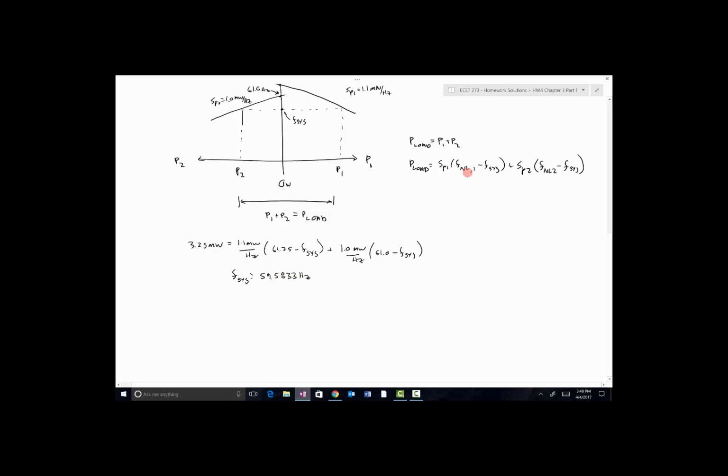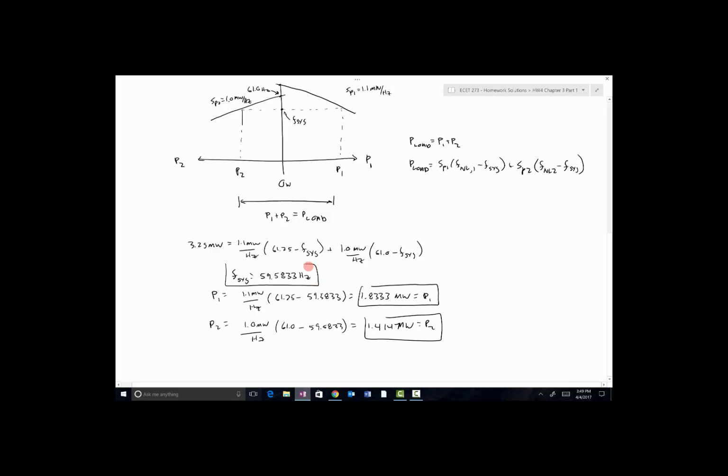Now I can take this and plug it back into these two equations separately to determine the power share between the two. So the power from Gen 1 is going to be 1.1 megawatt per hertz times 61.25 minus 59.5833. That's 1.8333 repeating megawatts. And P2 is going to be equal to 1.0 megawatt per hertz times 61.0 minus 59.5833. So it's set point minus the system frequency, 1.417 megawatts. If we add those together, we see that we get 3.25. There's a little rounding there, but those are the answers: P1, P2, and fsys. So that is part A.